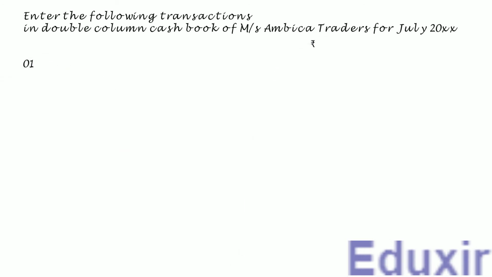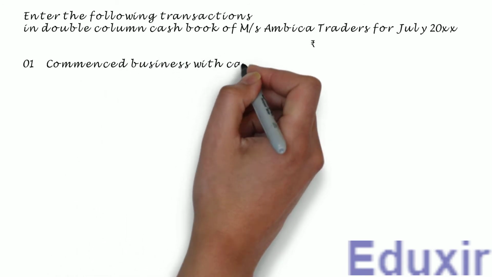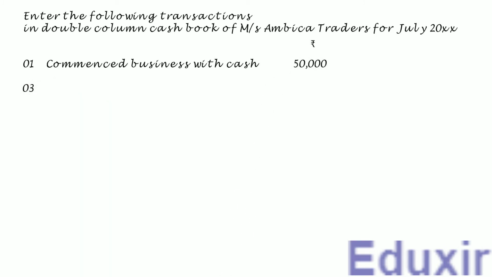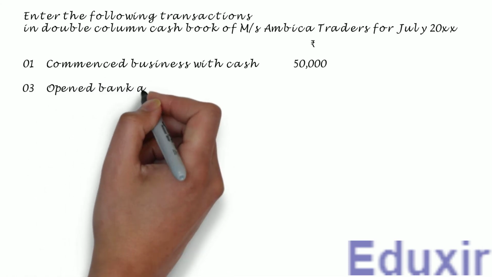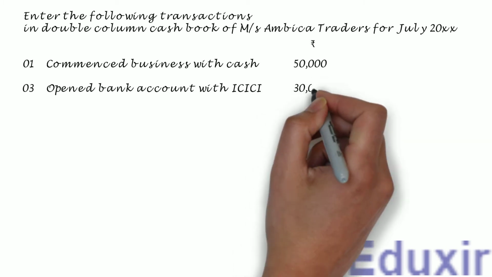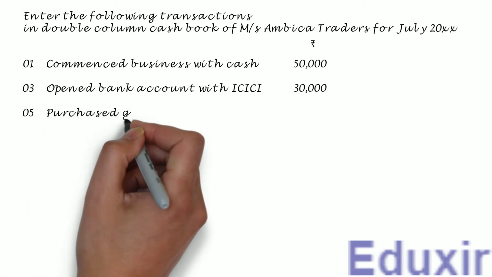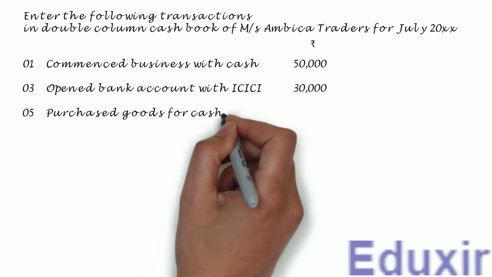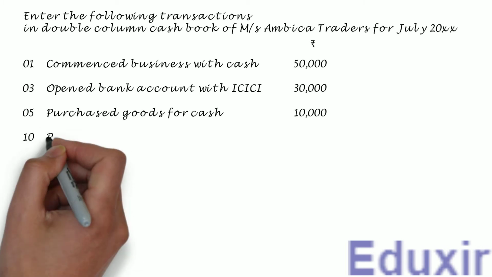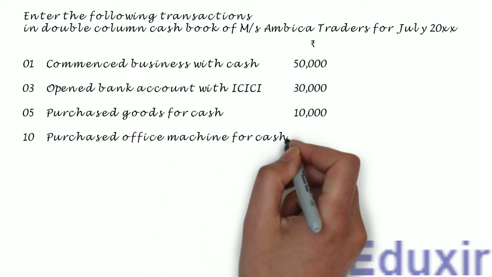On 1st July, commenced business with cash 50,000 rupees. On 3rd July, opened bank account with ICICI 30,000 rupees. On 5th July, purchased goods for cash 10,000 rupees. On 10th July, purchased office machinery for cash 5,000 rupees.